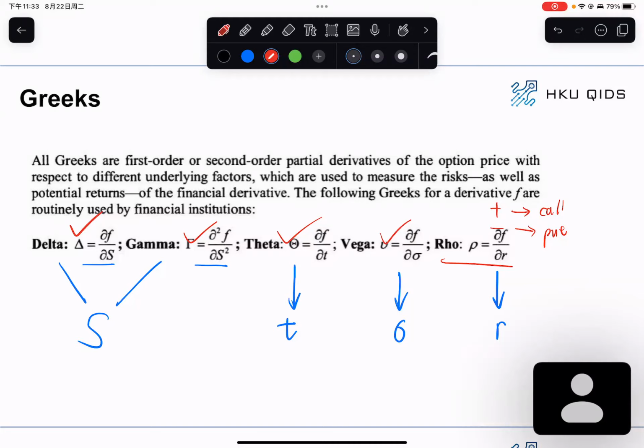And when the interest rate goes higher and higher, the gap due to the interest rate between the call and the put price is going to be larger. Okay, they are going to diverge.